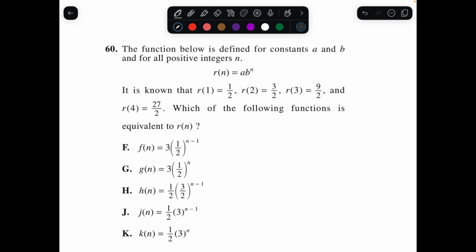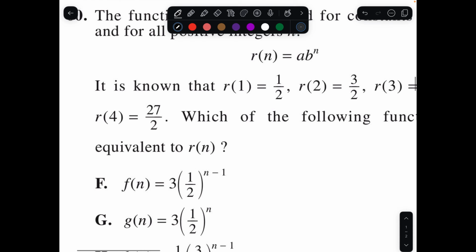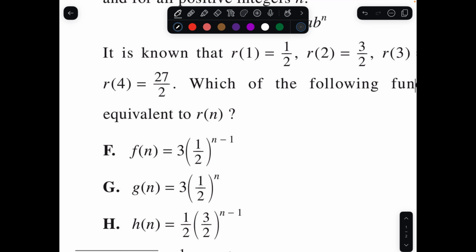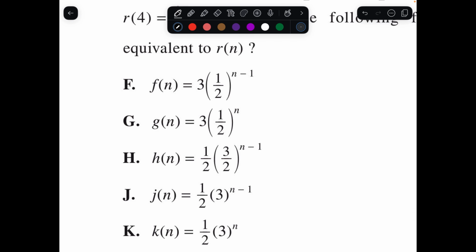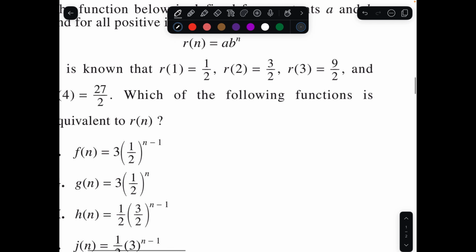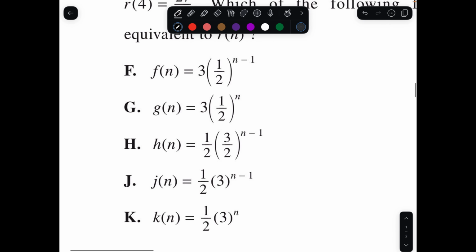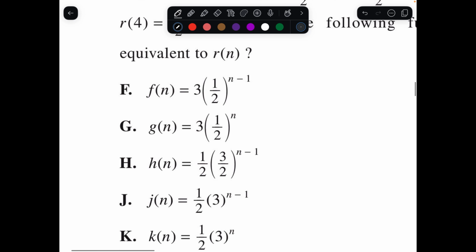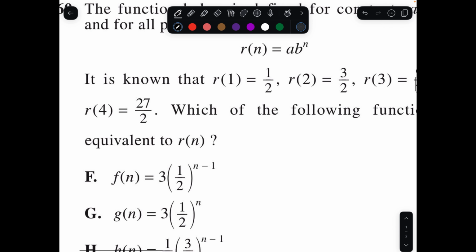So for this question, my recommendation is just to plug in 1 first into all 5 of these answer choices and see which one gives you 1/2, right? To see which of these functions is equivalent to r of n. And let's say if multiple of these functions give you 1/2, then plug in 2 and see which one gives you 3/2, and then plug in 3 to see which one gives you 9/2, okay? So let's plug in 1 first, and we want 1/2 as our answer.